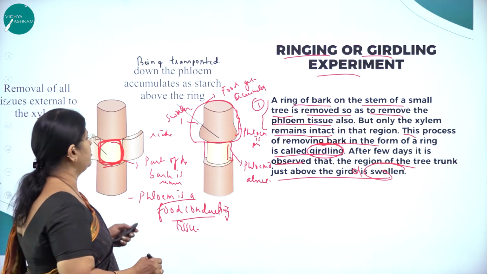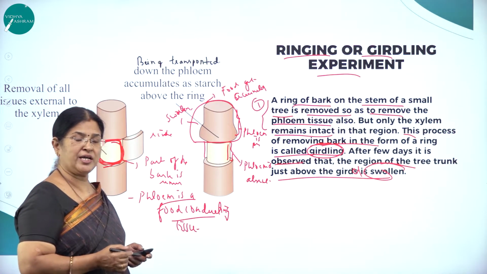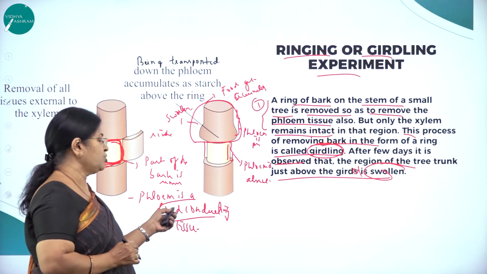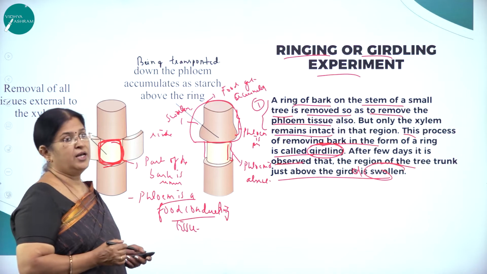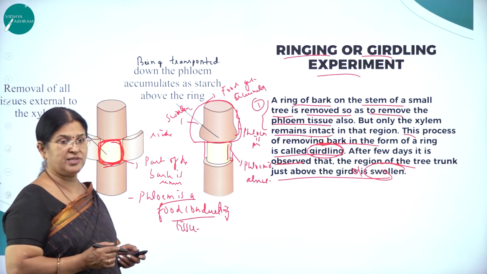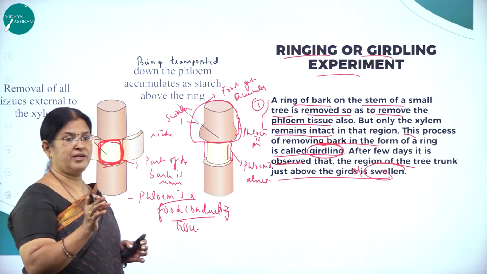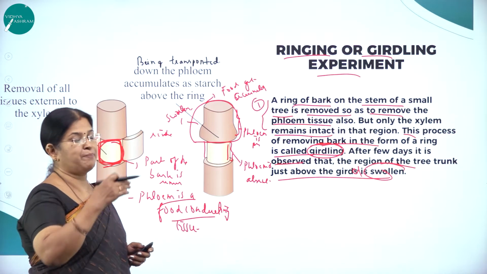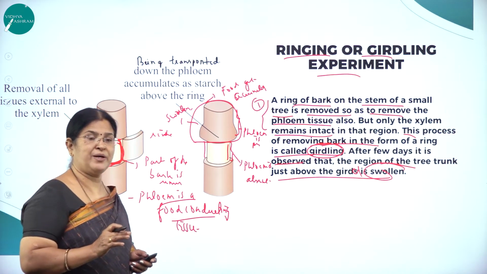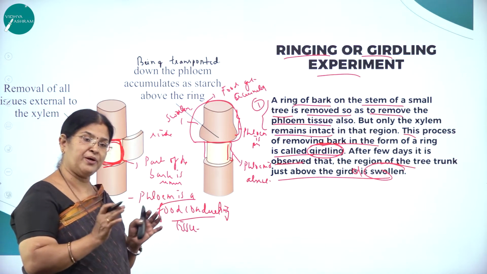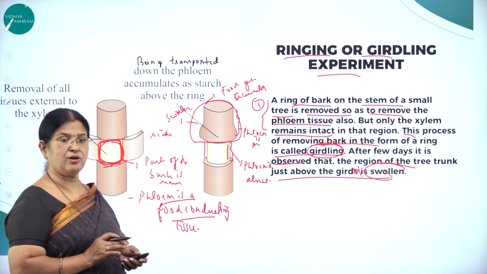Right, I repeat, what is this experiment all about? What is this experiment called? Ringing or girdling experiment. What is the aim of the experiment? To prove that phloem is a food conducting tissue. So what is the method done here? A small tree is taken and from one part of the bark region, phloem tissue is removed. The upper part of the bark region remains. Because we remove only one part of the phloem tissue from that particular part, it is called ringing or girdling.